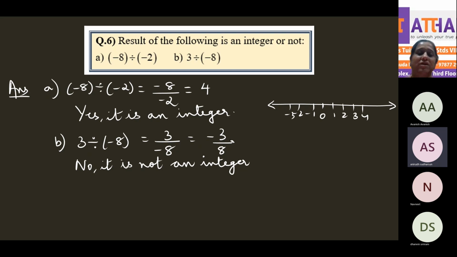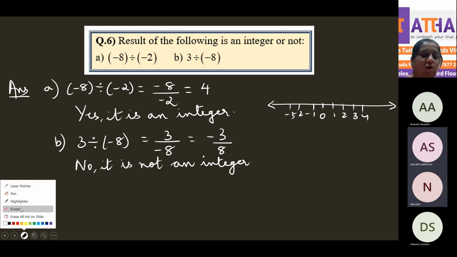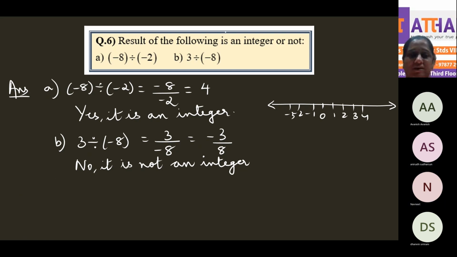Okay, ma'am. What is the heading? Result of the following. That means when you simplify, is the result an integer or not? That is the question. So the first one, when you simplify, you get 4. And 4 is the result. 4 is an integer. So yes, it is an integer.